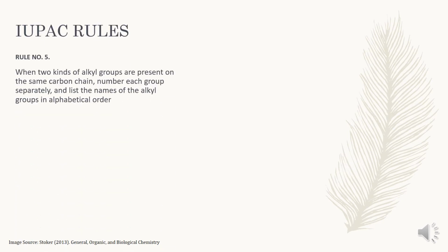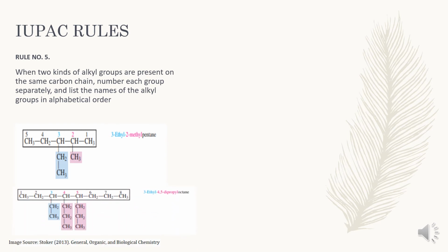So we have the last two rules in naming alkanes. Rule number 5 is when two kinds of alkyl groups are present on the same carbon chain, you have to number each group separately and list the names of the alkyl groups in alphabetical order. Take note that ethyl is named first in accordance with the alphabetical rule. So carbon number 3 has an ethyl substituent, that is why you have 3-ethyl, 2-methylpentane. Your parent chain would be pentane, because you have a 5 carbon chain.